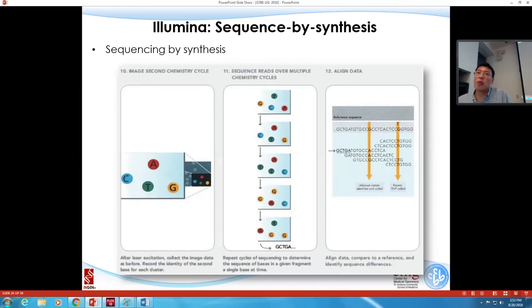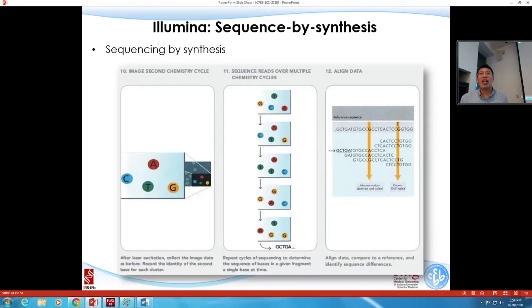And that is how Illumina works in general, though I'm simplifying a little bit. There are different versions of Illumina sequencers, and historically they have evolved to pack more nucleotides in and to sequence faster.